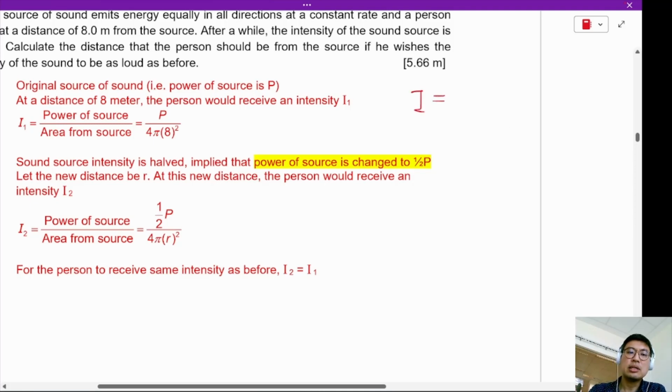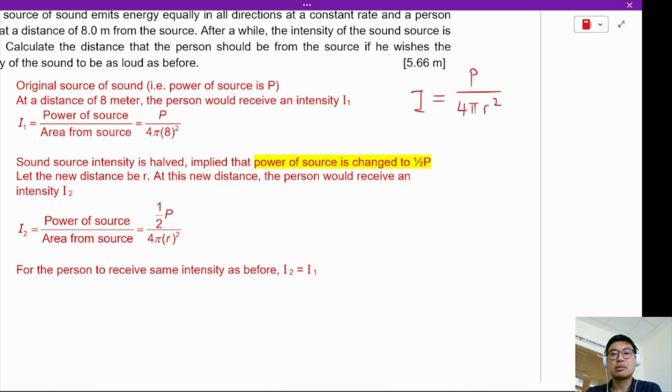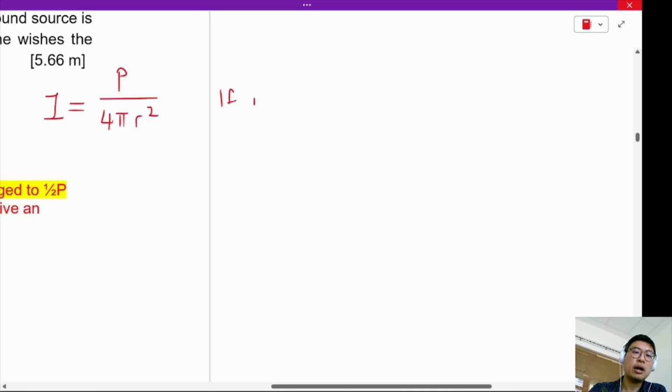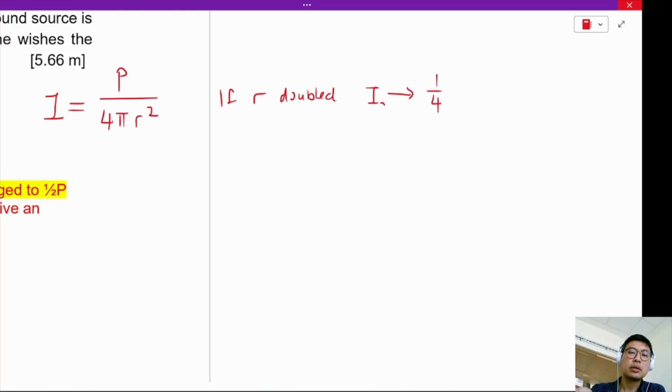So the intensity will be the power of the source divided by 4 pi r squared, where r is the distance from the source. Now let's take a look at what happens if the distance doubles. If r is doubled, then intensity will become 1/4 of the original intensity. Okay, so I hope you know why that happens.